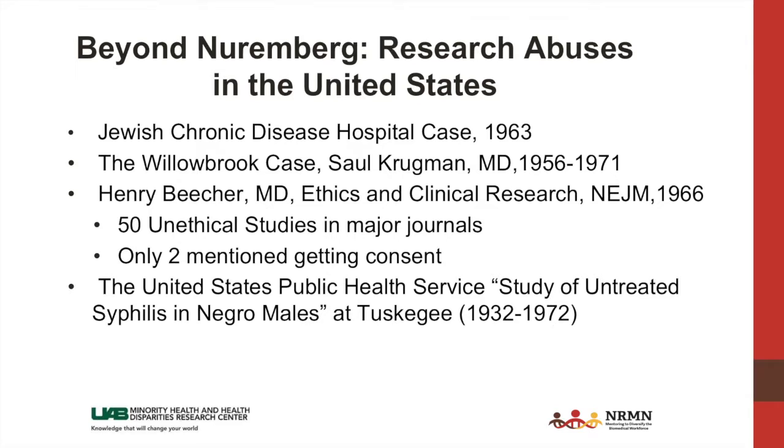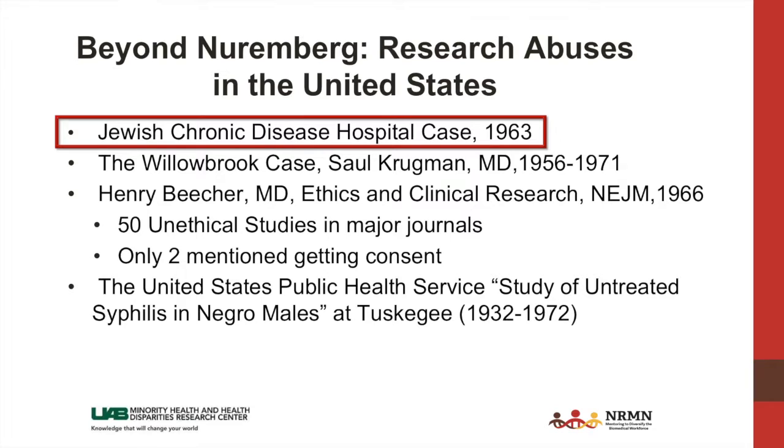But while all of these were going on, beyond Nuremberg, we also have the research abuses that were going on in the United States, such as the Jewish chronic disease hospital case in 1963. You familiar with that at all? Tell me more about that. Okay.